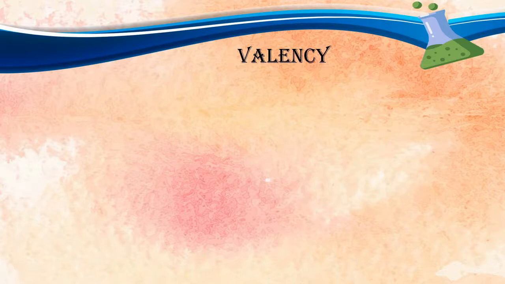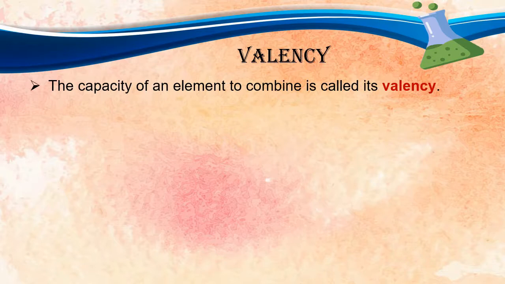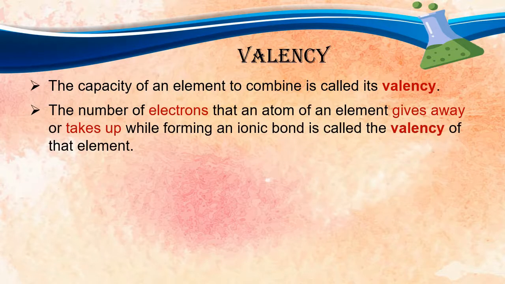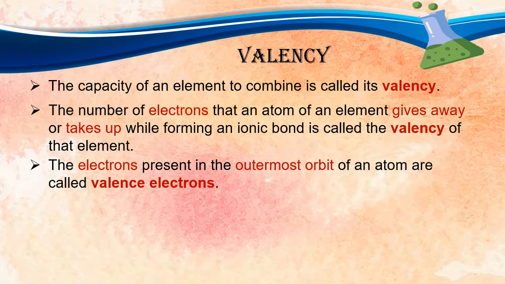Let us define the valency. The capacity of an element to combine is called its valency. The number of electrons that an atom of an element gives away or takes up while forming an ionic bond is called the valency of that element. And the electrons present in the outermost orbit of an atom are called valence electrons.